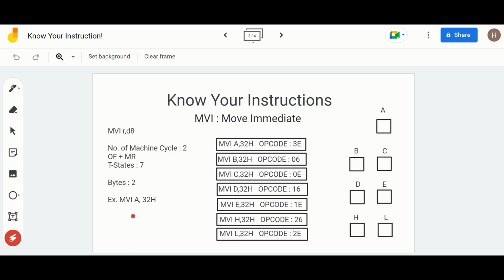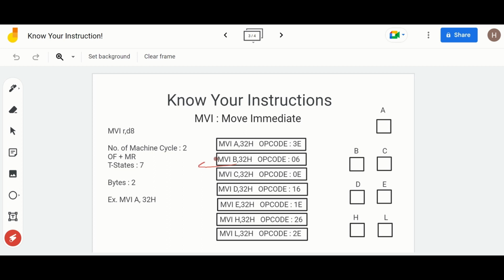That means it requires 2 machine cycles. The first machine cycle will always be opcode fetch, as we have discussed earlier: for any instruction you want to draw a timing diagram for, the first machine cycle will always be opcode fetch and the second will be memory read. Opcode fetch has 4 states and memory read has 3 states, so there will be a total of 7 states. In opcode fetch, we have the opcode, which is the unique identification of a particular instruction. We have different opcodes for different registers for the same instruction.